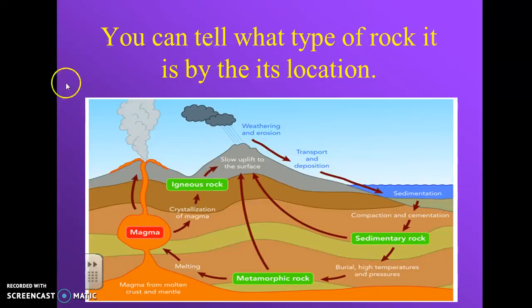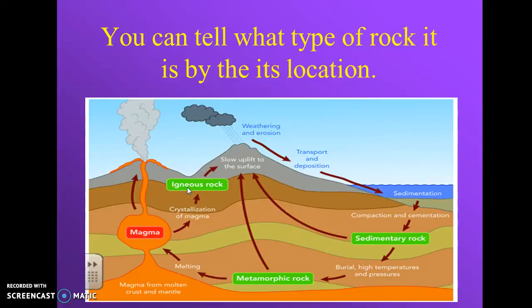You can also tell what type of rock something is just by its location. So, for example, we said that igneous rocks are formed by lava from a volcano. So if you find a rock and it's very, very close to where a volcano happened, then you know more than likely it's going to be an igneous rock.